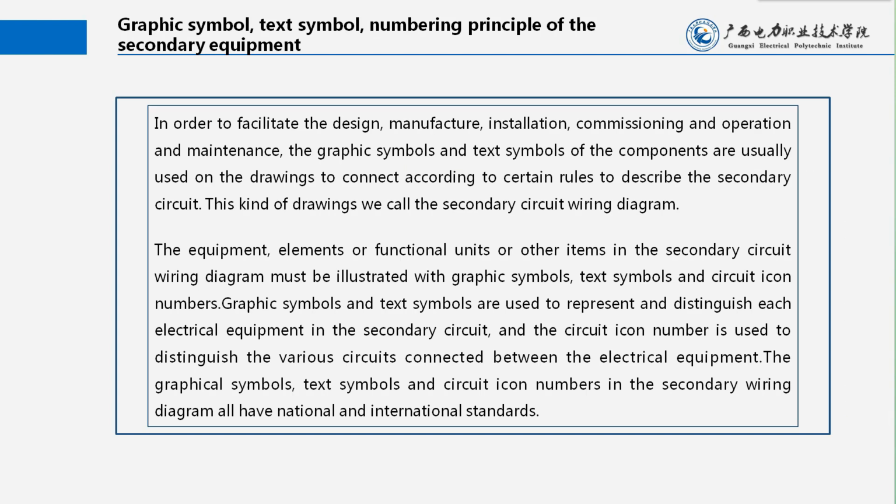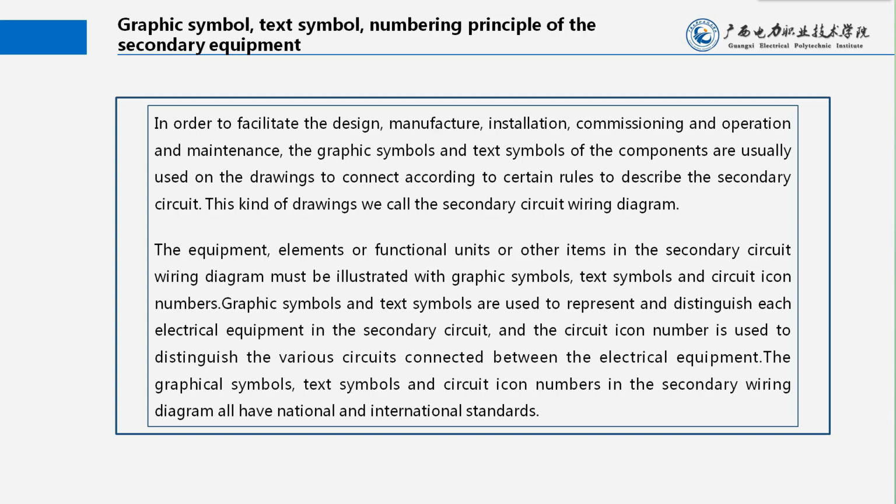In order to facilitate the design, manufacture, installation, commissioning and operation and maintenance, the graphic symbols and text symbols of the components are usually used on the drawings to connect according to certain rules to describe the secondary circuit. This kind of drawings we call the secondary circuit wiring diagram. The equipment, elements or functional units or other items in the secondary circuit wiring diagram must be illustrated with graphic symbols, text symbols and circuit icon numbers.